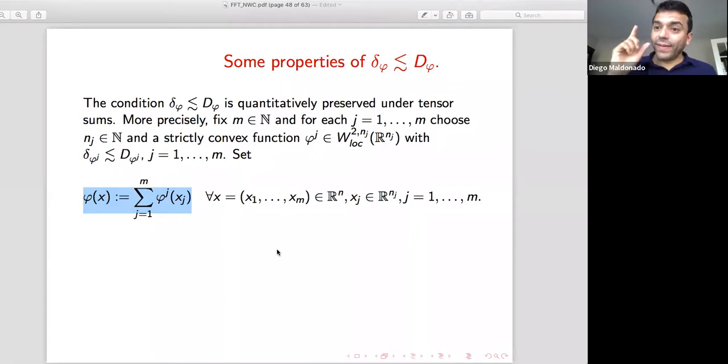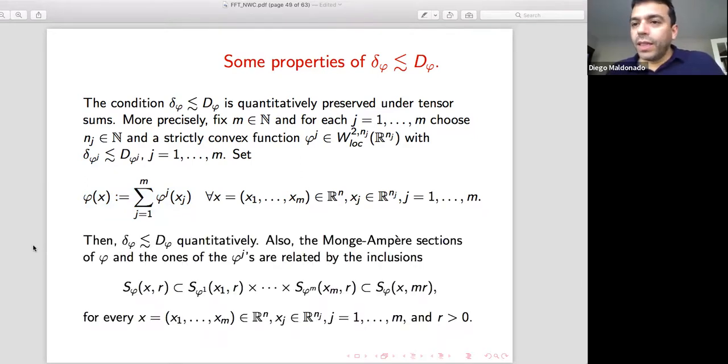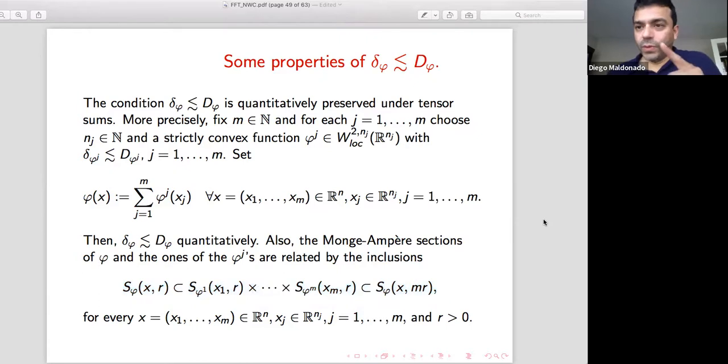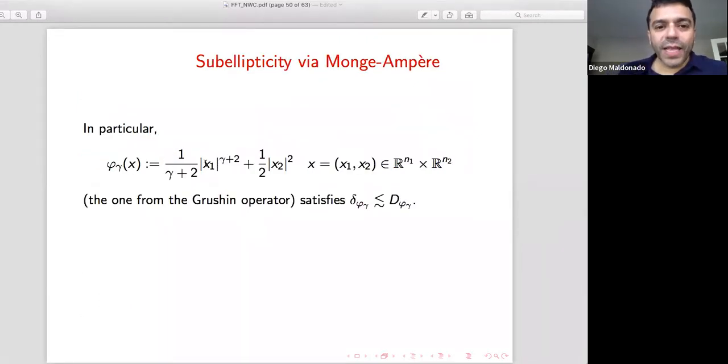Phi of x is the tensor sum. This is not going to be radial anymore. Of the ones that have the property, then the phi will have the property. So this property is stable under tensorial sums as well, and the sections are related according to these two inclusions. So to address your question now, look, we said that if I have a power here, when the power is bigger than 2, I have the property. And this is bigger than 2 because the gamma is positive. And this is 2.